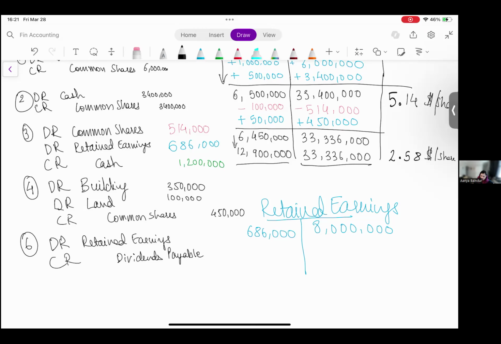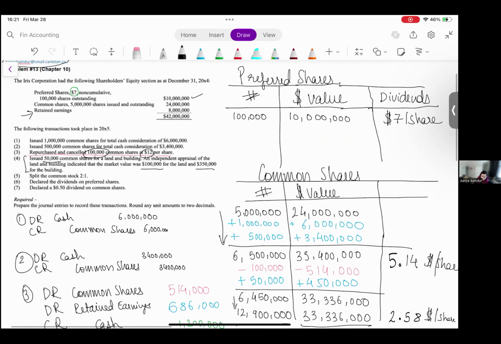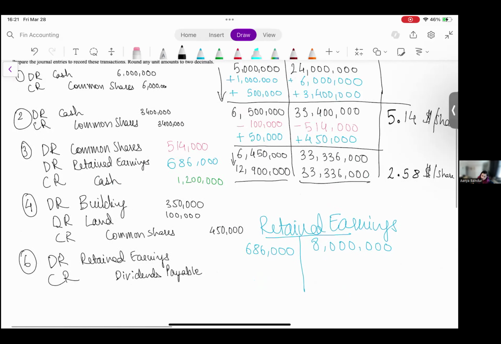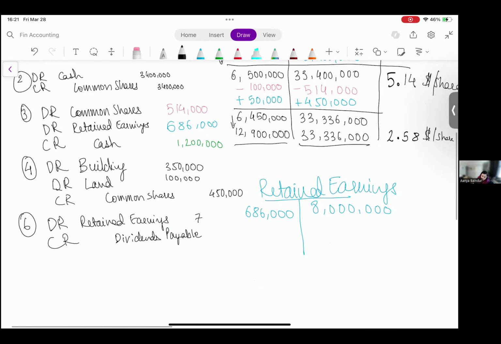Now we are told that we are paying the preferred shares amount. We were told it was $7 per share. So let's see how many preferred shares we have. We have 100,000. We're paying each one of them $7. That's $700,000. So we're debiting retained earnings by 700,000 and crediting dividends payable also by 700,000. Let's go ahead and add that here as well.